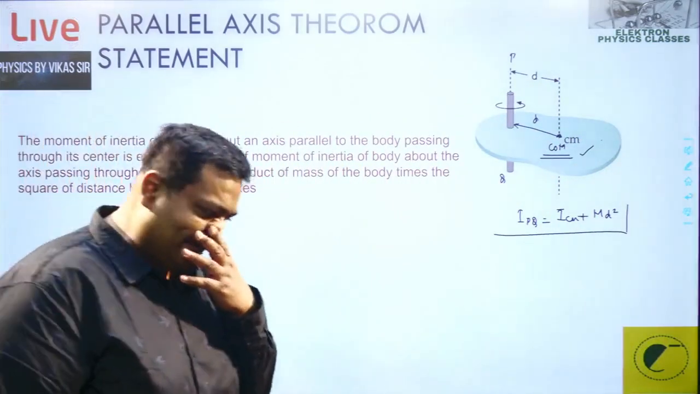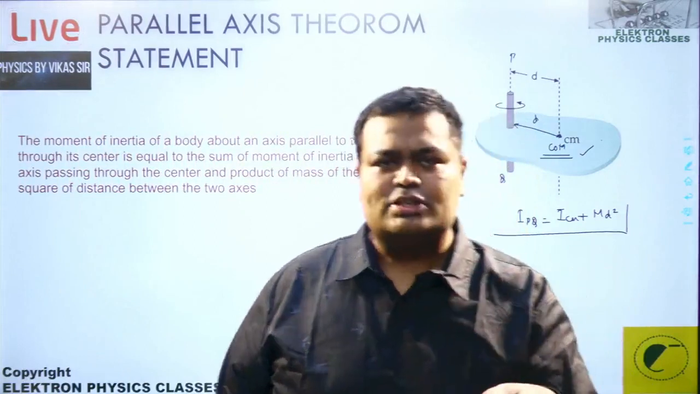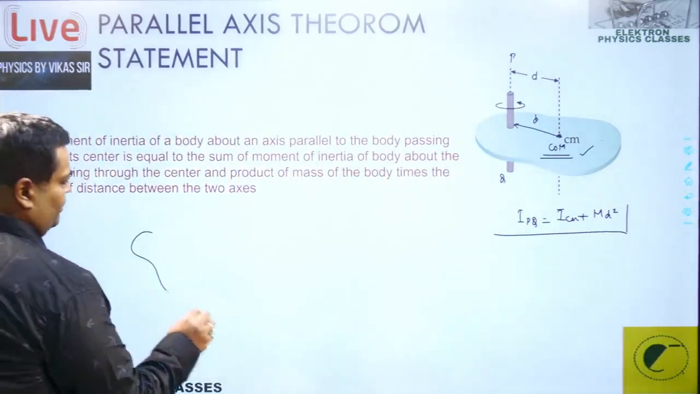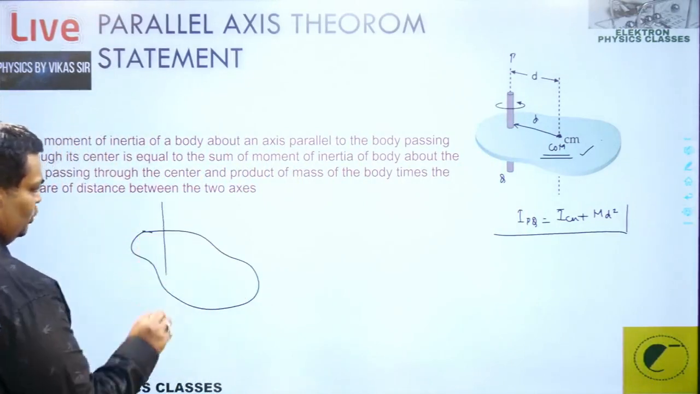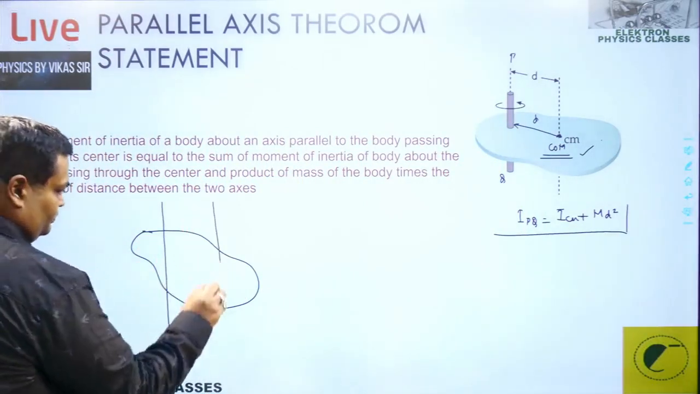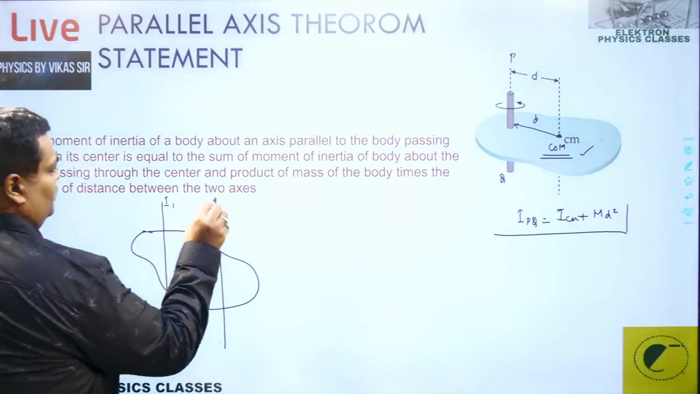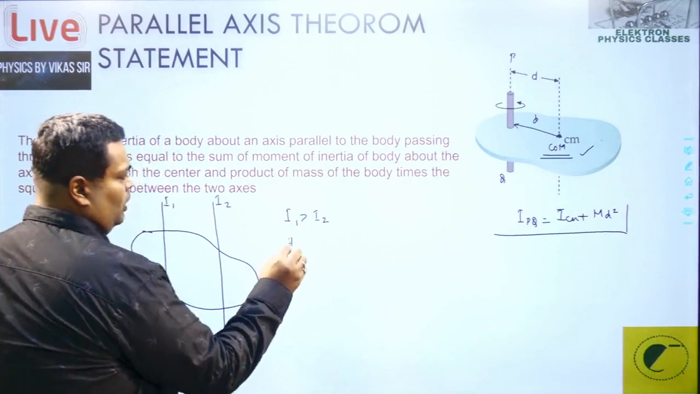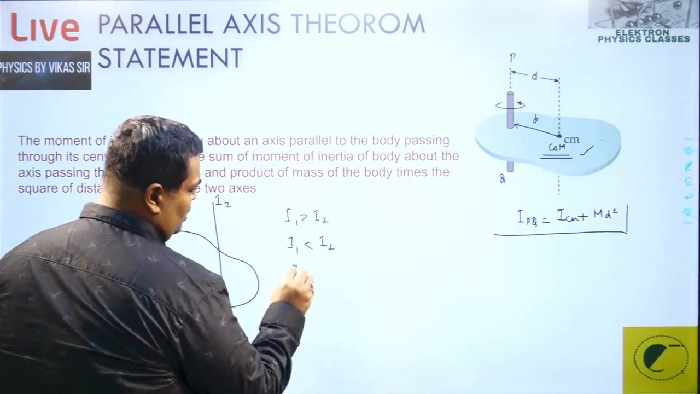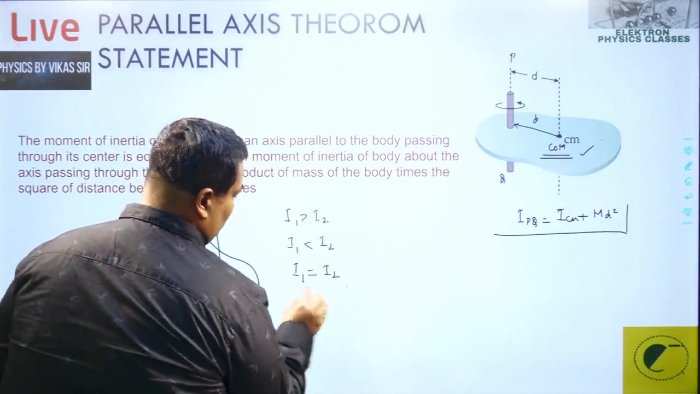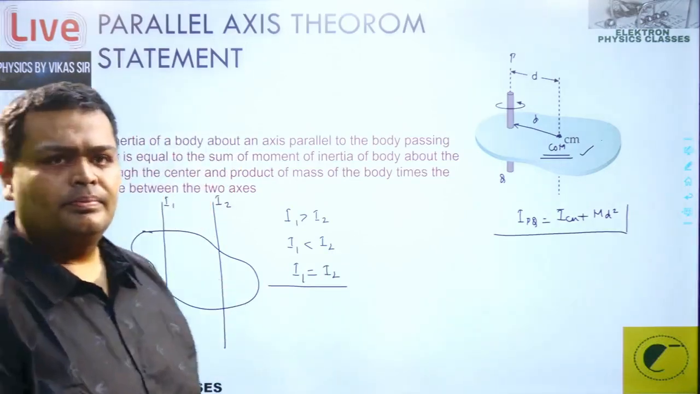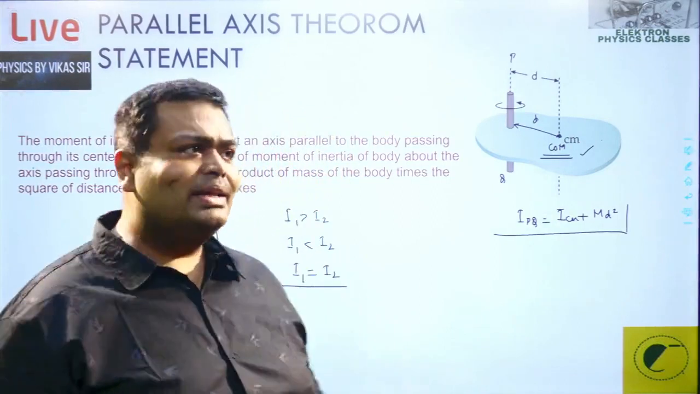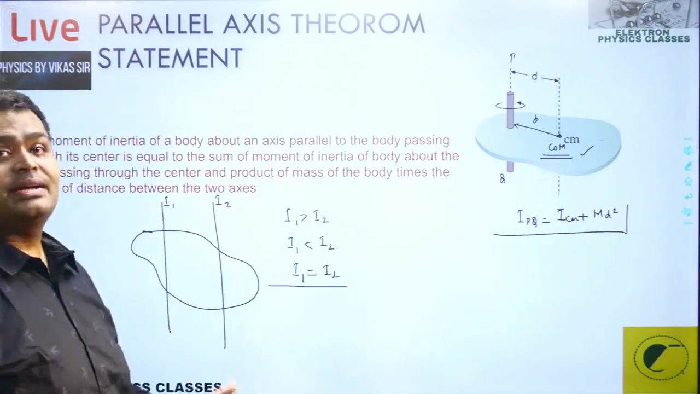Can we have two axes which can have the same moment of inertia? Let me frame a question for you. These are two axes. Okay, this is I1 and I2. So I1 is more than I2, or I1 is less than I2, or I1 is equal to I2. Which is correct? Which one is supposed to be correct? So we say anything can happen. It depends upon where the centroidal axis is.